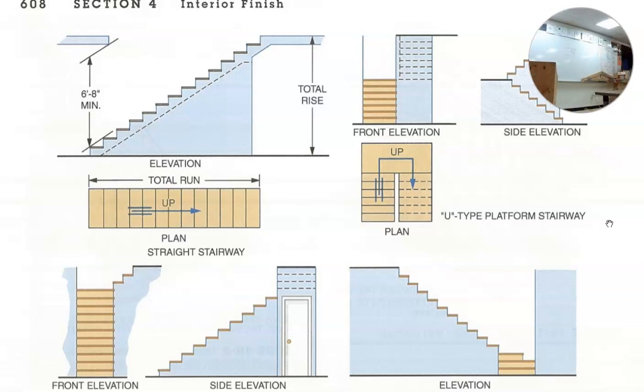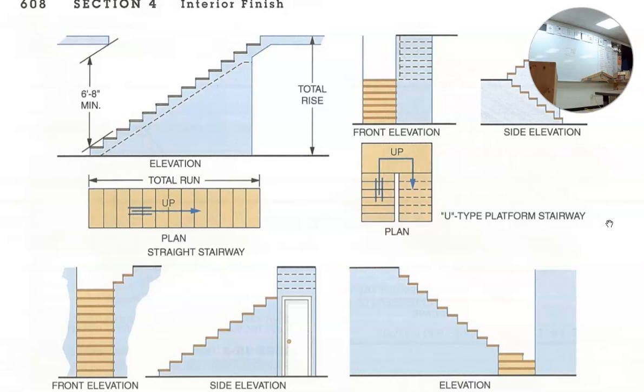This is one thing to keep in mind too. This 6'8" minimum. 6'8". What number does that remind you of? A door. Yes. All right. So that is a knocking question though. What's the minimum headroom for a set of stairs? 6'8". How big is a common door in residential? 6'8". All right. So here you can see different elevations there.